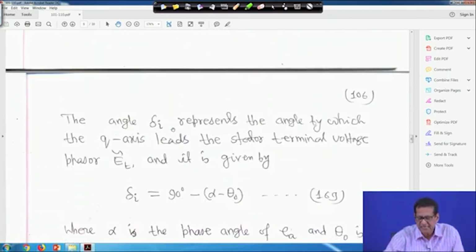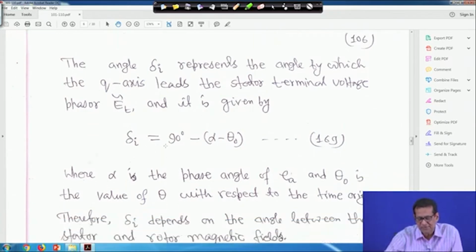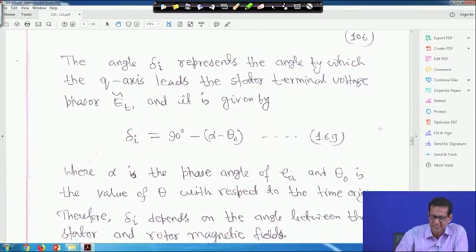The angle delta I actually represents the angle by which the q axis leads the stator terminal voltage phasor E_T tilde, and it is given by, as I told you earlier, delta I equals 90 degrees minus alpha minus theta 0. So, if you go back to the previous figure 15, you see delta I is equal to 90 degrees minus alpha minus theta 0. This is equation 169.